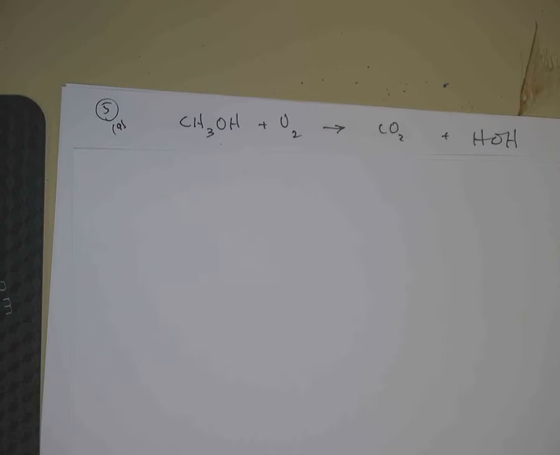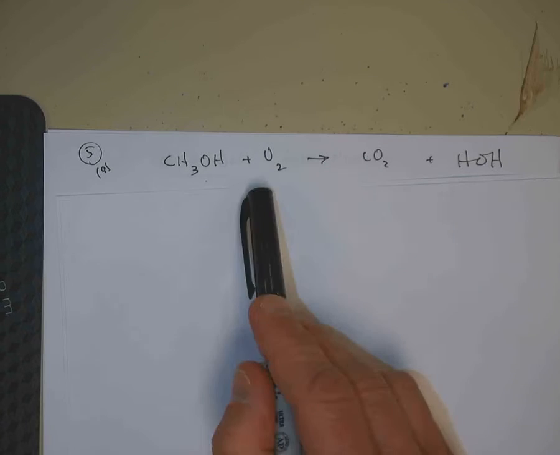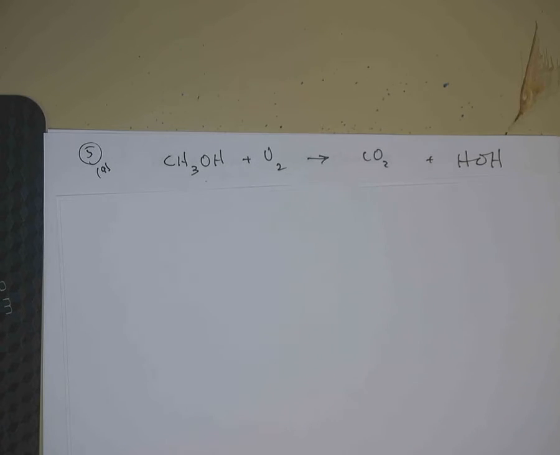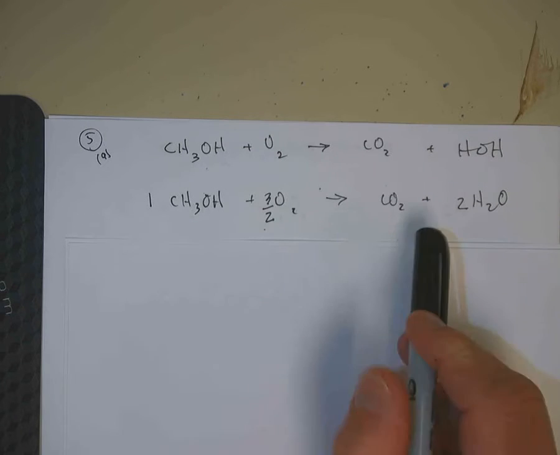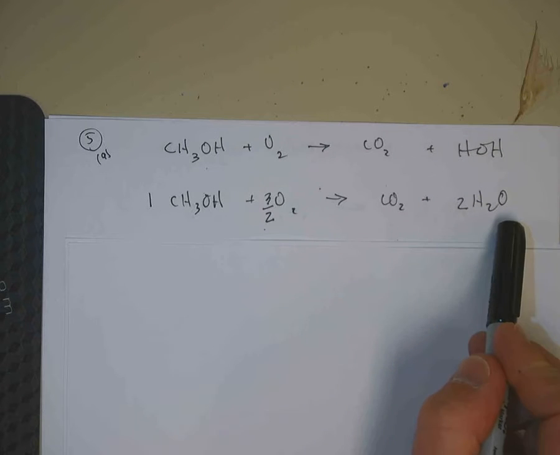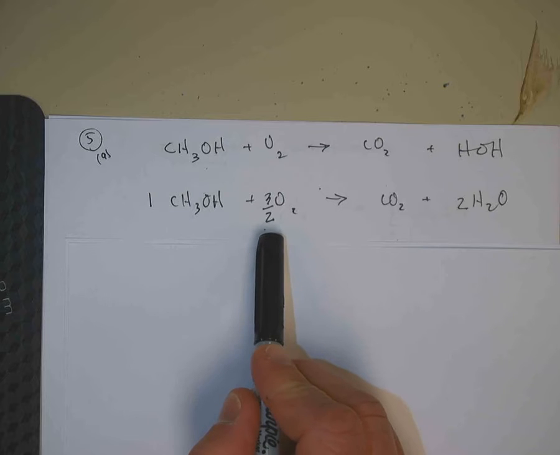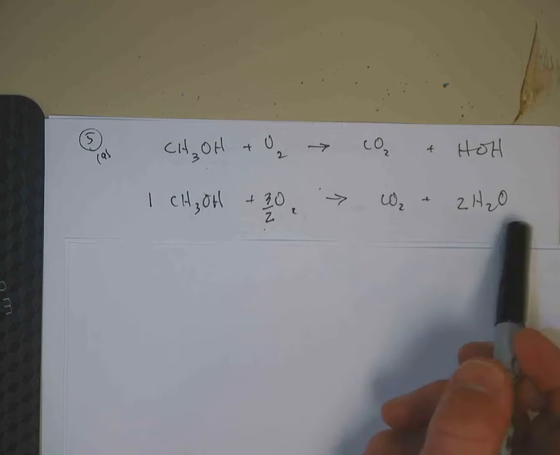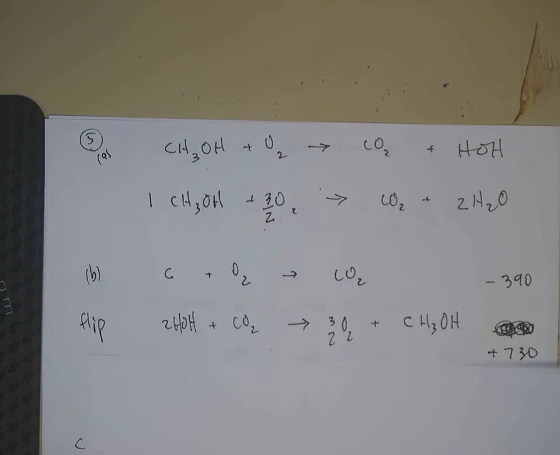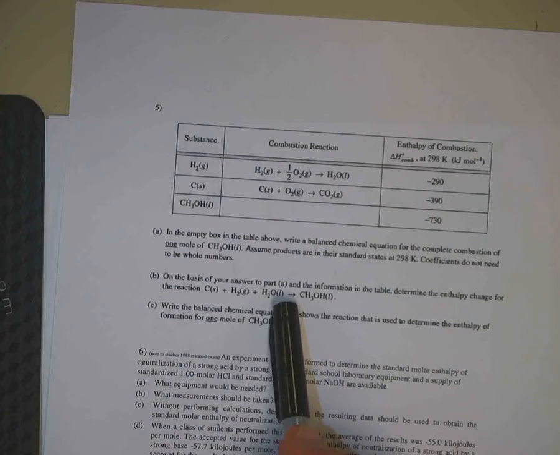So for this one, 1 mole of CH3OH plus oxygen makes CO2 plus H2O. You now need to balance it for 1 mole of this. So you'd need to have 2 H2Os over here because you need 4 hydrogens, which means you'd need 3 halves O2 right here to go with the O to make sure you've got 4 oxygens on this side and 4 oxygens on this side.